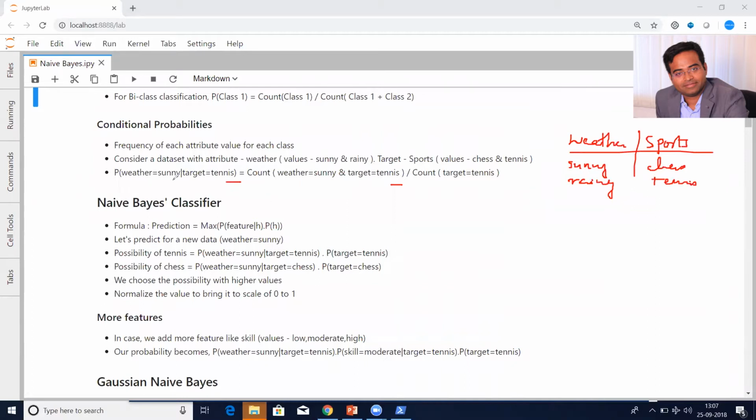So what is our conditional probability? When the target is tennis, we want to find the probability of weather being sunny. What we are doing here is counting the number of events for which weather is sunny and target is tennis, divided by the total number of events where target is tennis. This is giving us the probability of weather being sunny when the target is tennis. This is what conditional probability is. We'll use this in our naive Bayes classifier.